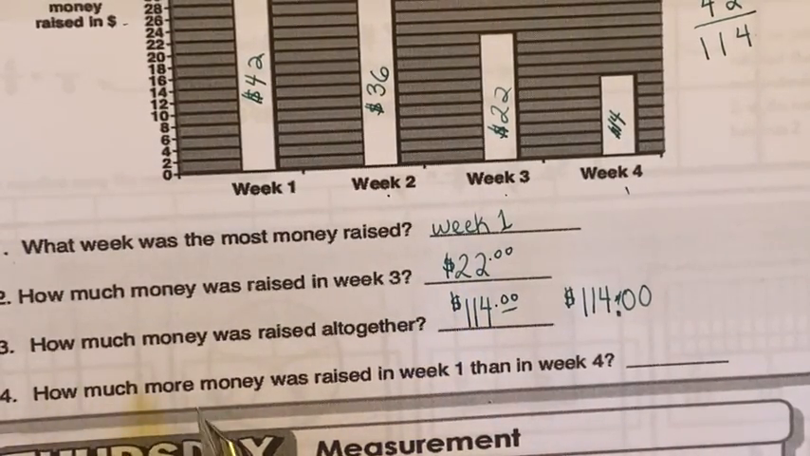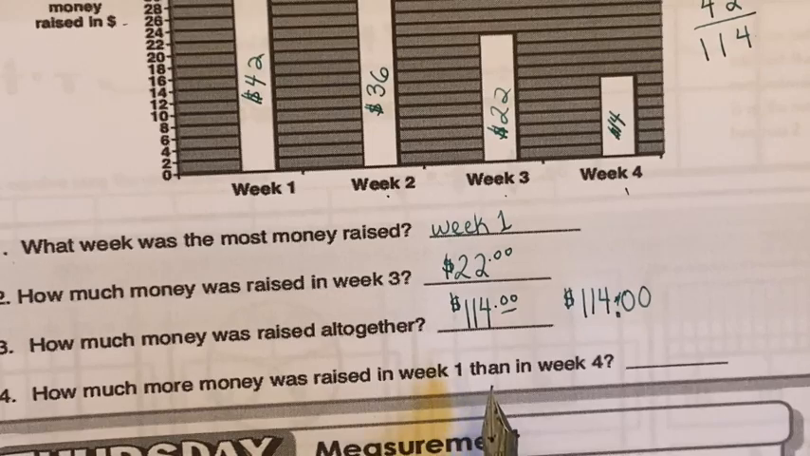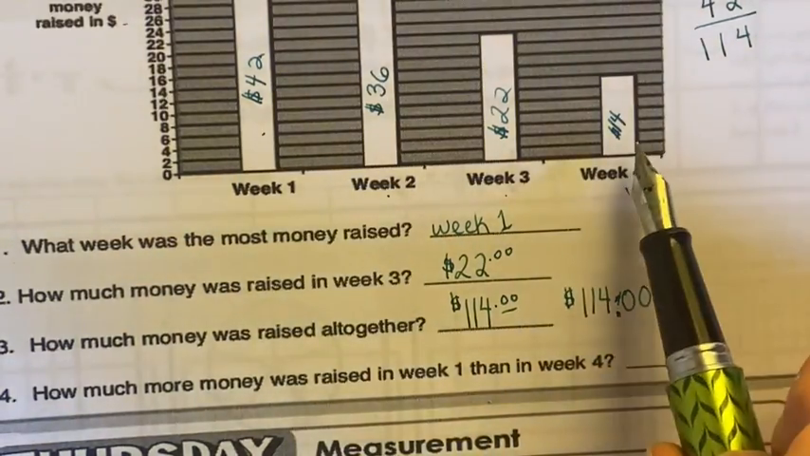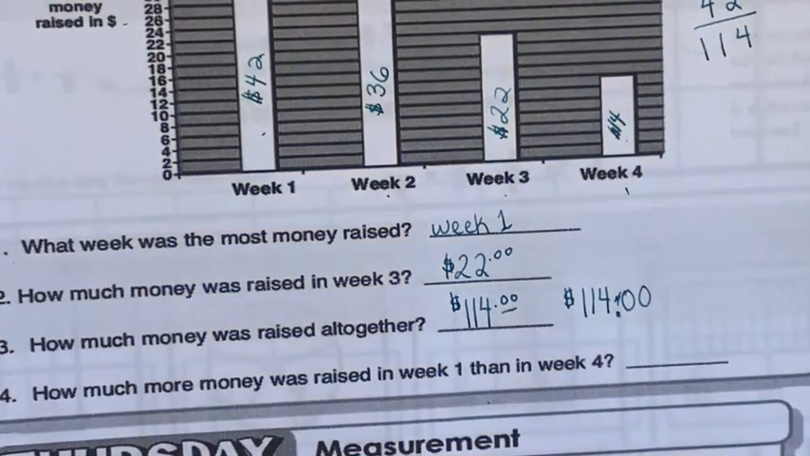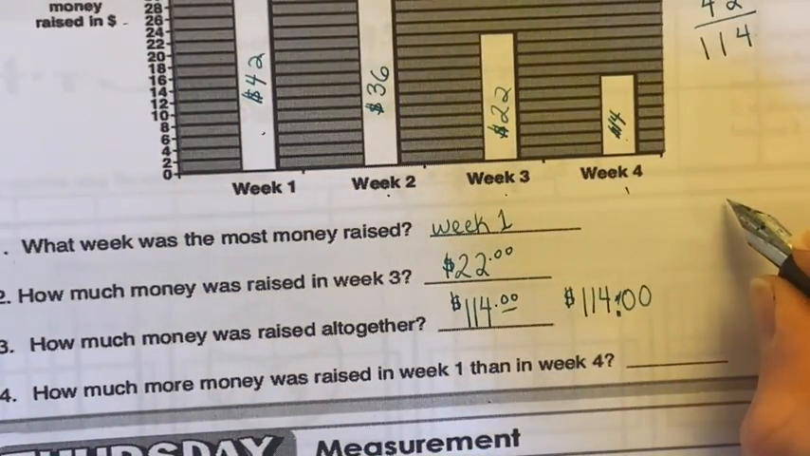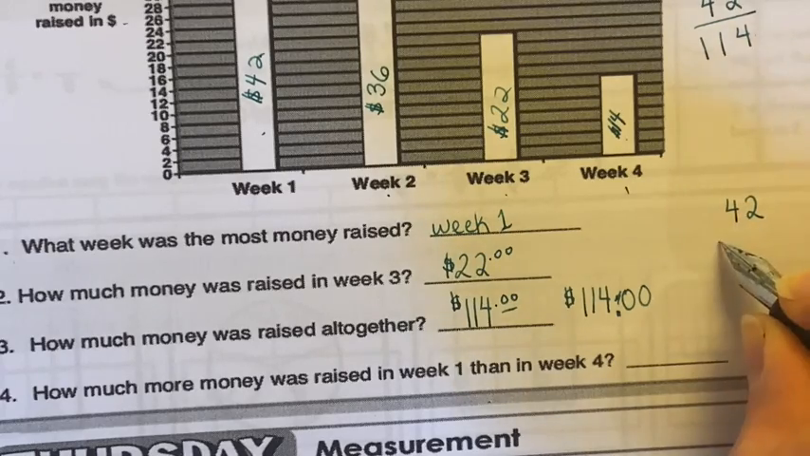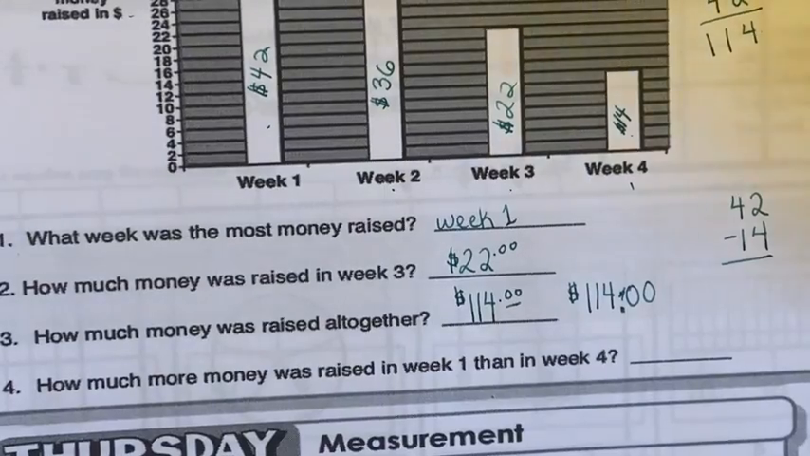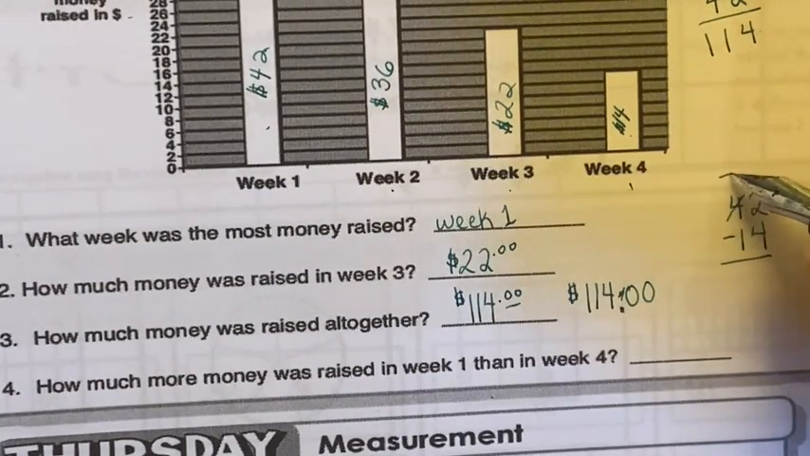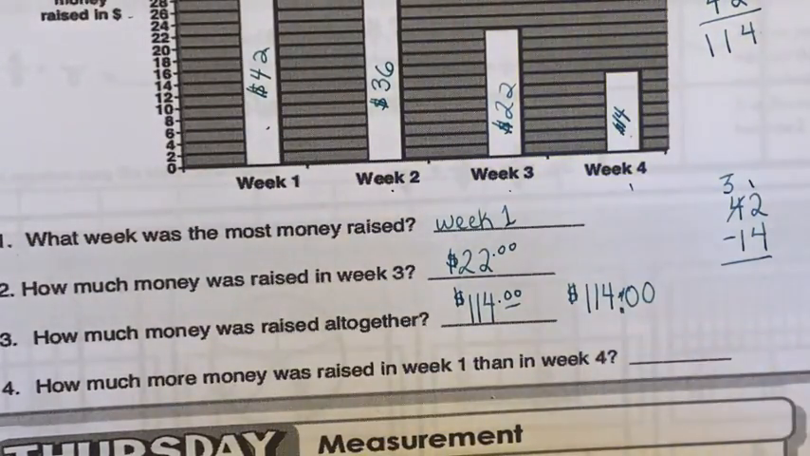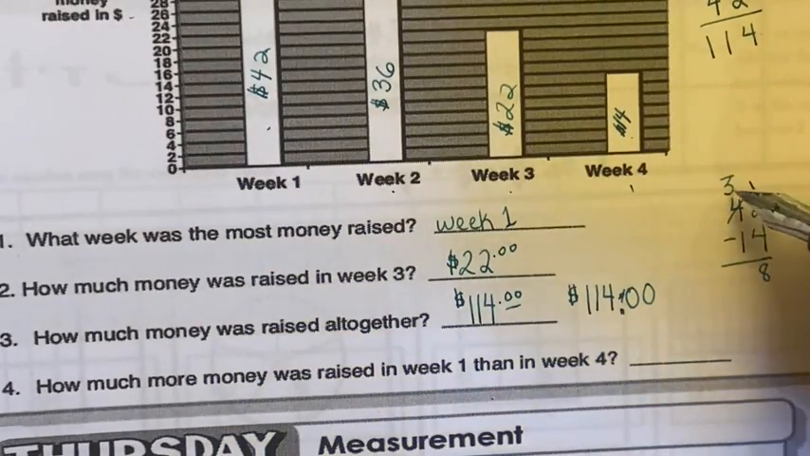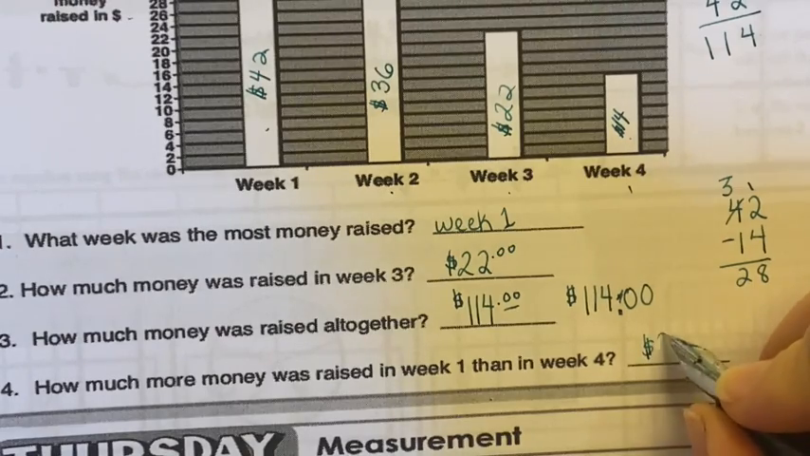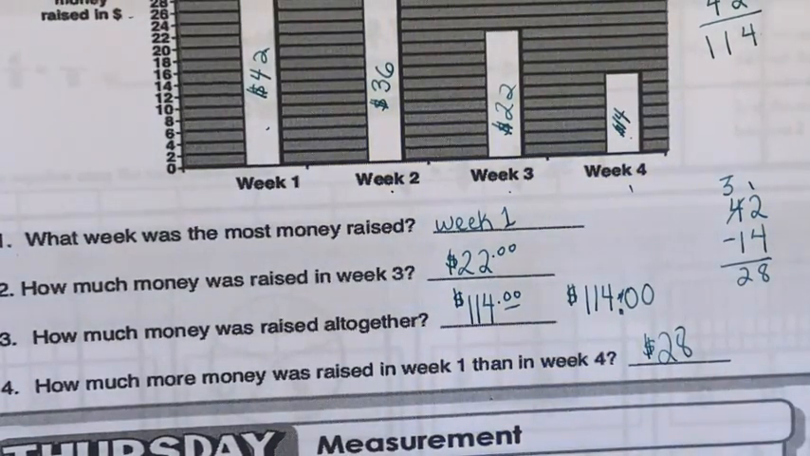All right, how much more money was raised in week 1 than week 4? So we look at week 1, 42. We look at week 4, 14, and we need to subtract. We need to find the difference. So I go 42, subtract 14, and I look, all right, I'm going to have to regroup. 12, subtract 4 is 8. 3 10s, subtract 1 10 is 2 10s. So there's a difference of $28 between week 1 and week 4.